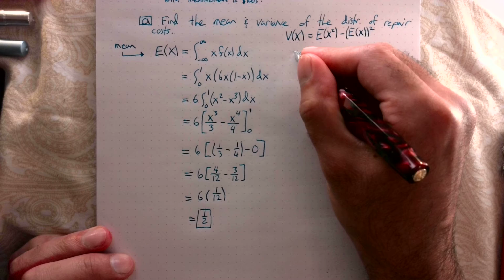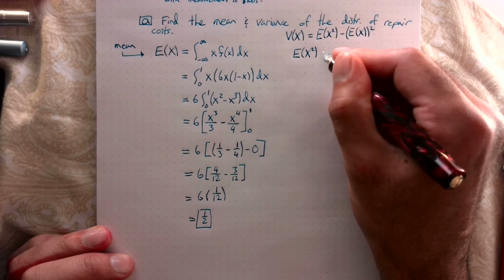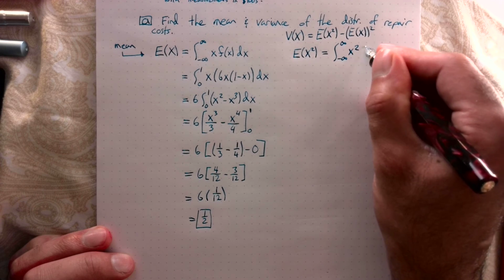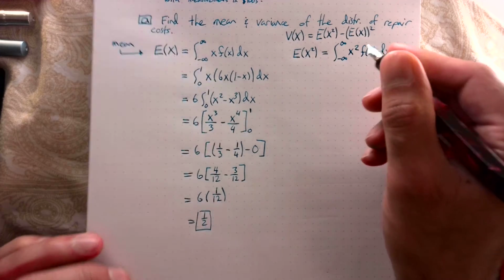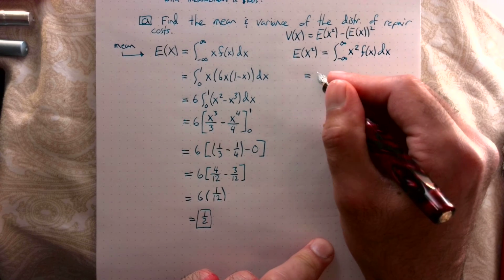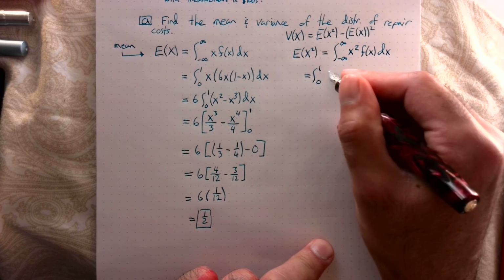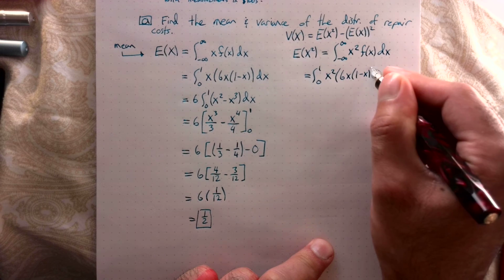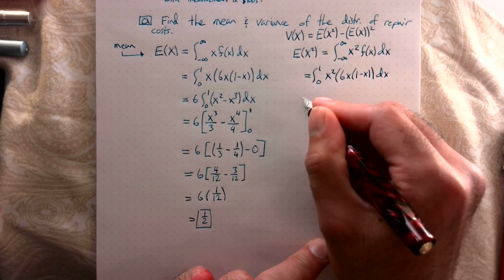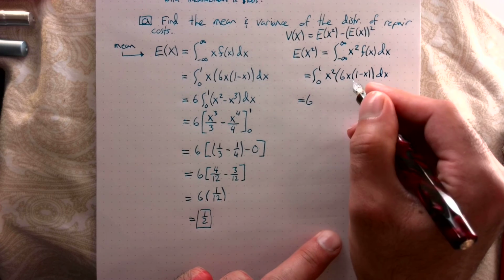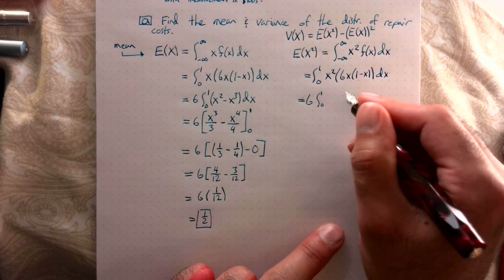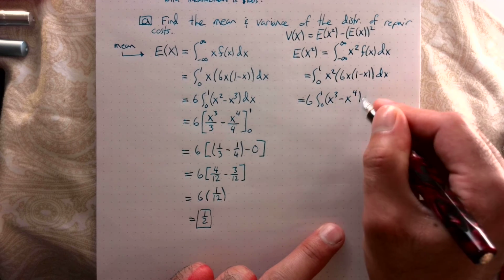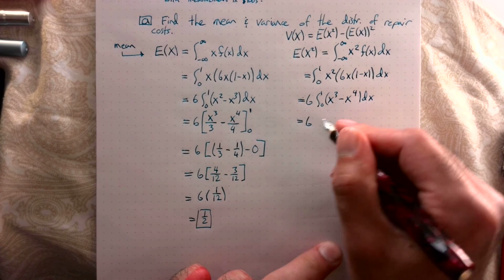So let's do that. The expected value of x squared, by definition again, is going to be equal to the integral from negative infinity to infinity of x squared times f of x dx. And again, in our particular case, this is going to become the integral from 0 to 1 of x squared times our density, which is 6x times (1 minus x) dx. So let's again pull out the 6 and distribute in this x cubed now. So this is the integral from 0 to 1 of x cubed minus x to the 4th dx.